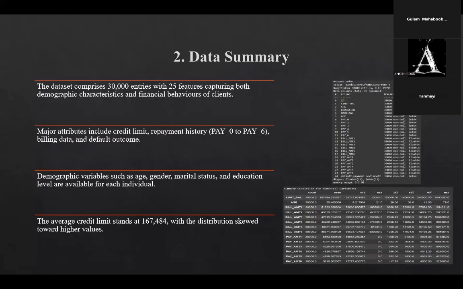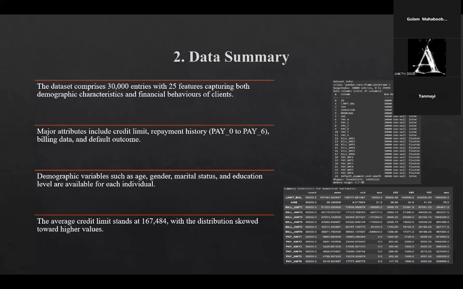This research seeks to provide insights that can help mitigate credit risk effectively. It examines credit card default behavior using data from 30,000 clients in 2005, as I have said before. It analyzed the demographic and financial factors to help banks better detect and manage credit risk through data analysis and modeling. So now the data summary: the data set comprises 30,000 entries with 25 features, capturing both demographic characteristics and financial behaviors of the clients.